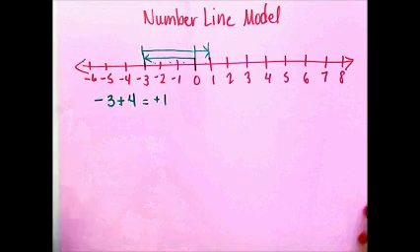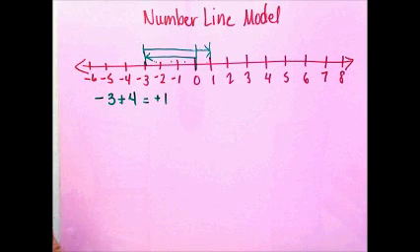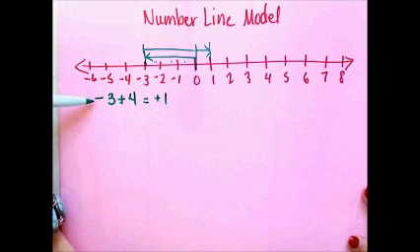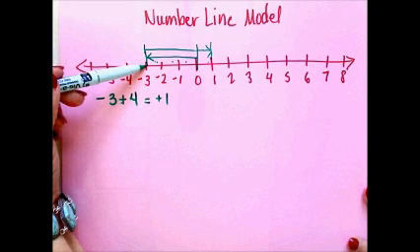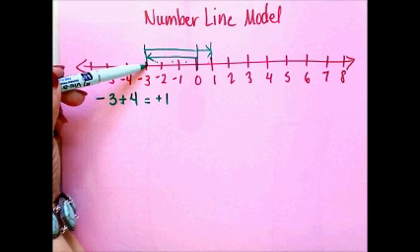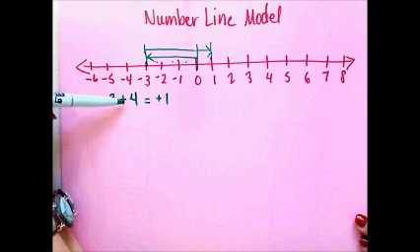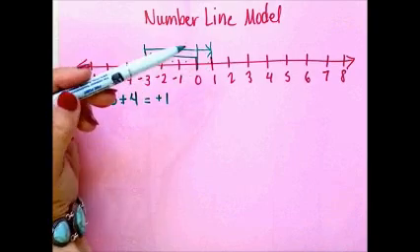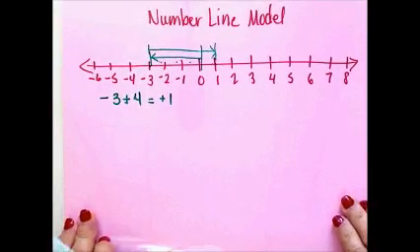Think about this as football if you need to. 0 is like your line of scrimmage. On the first play we lose 3 yards, so we're 3 yards behind the line of scrimmage, which would be a negative 3. Then on the next play we gain 4 yards. So that's really moving ahead just 1 yard. You're 1 yard ahead of the line of scrimmage.